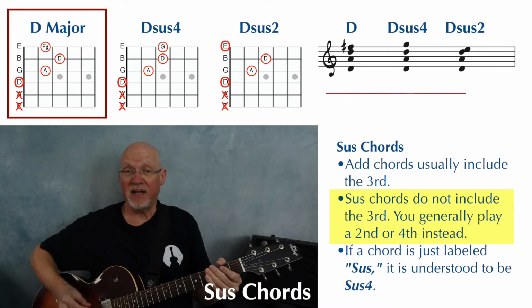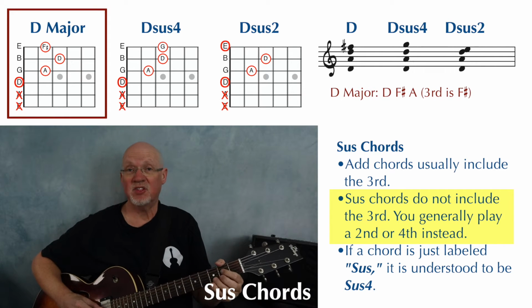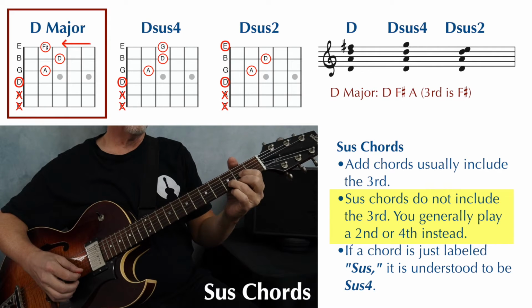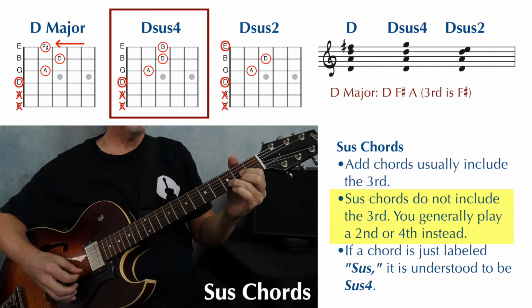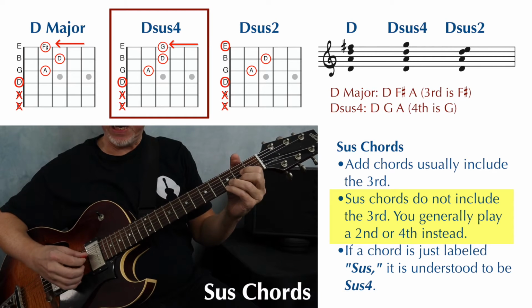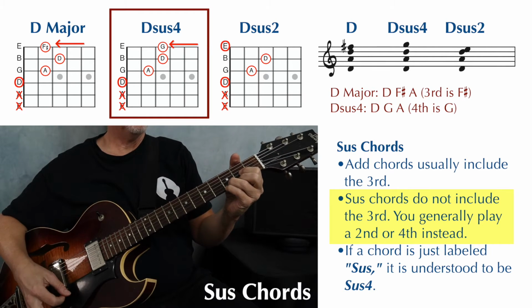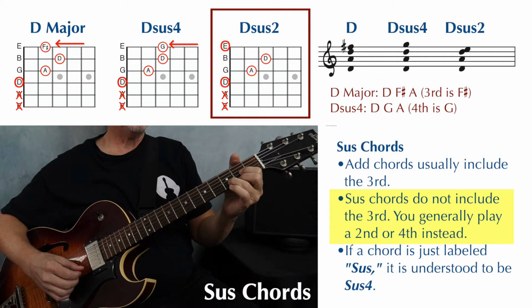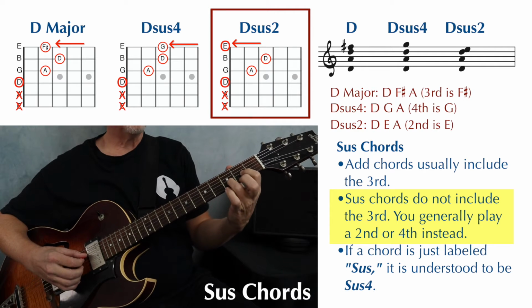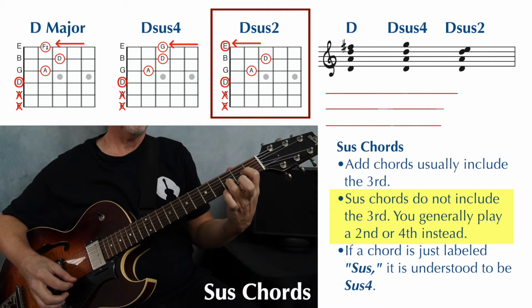And here's a D major chord, which is made up of D's, F sharps, and A's. The third of this chord is F sharp. If you raise that F sharp to G, which is a fourth above D, you now have a D sus4. And if you take that F sharp, lower it to an E, which is a major second above D, you now have a D sus2.